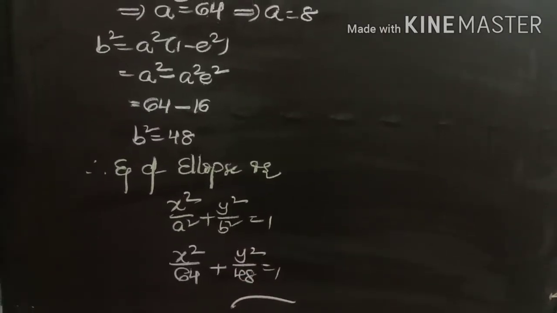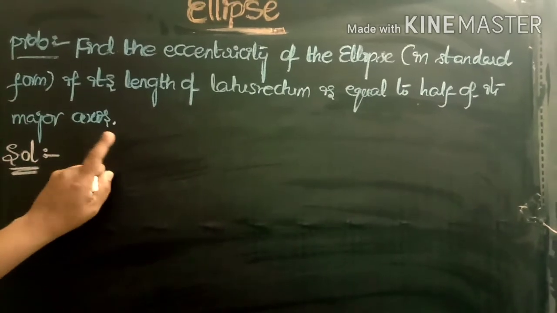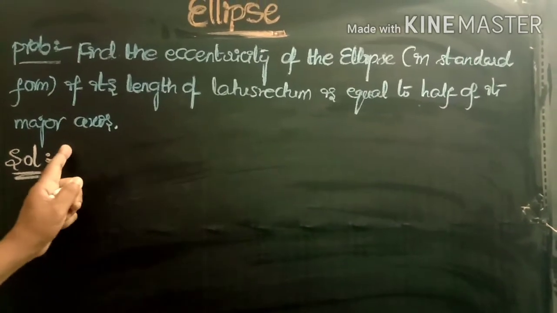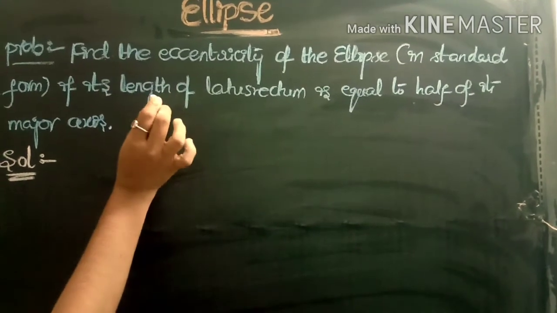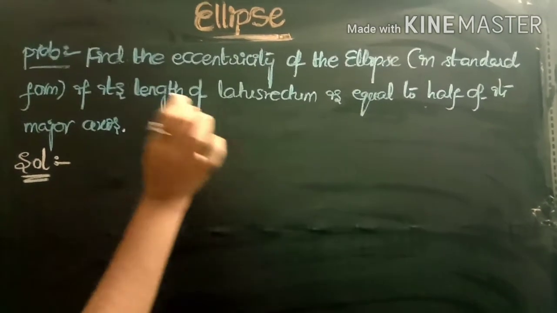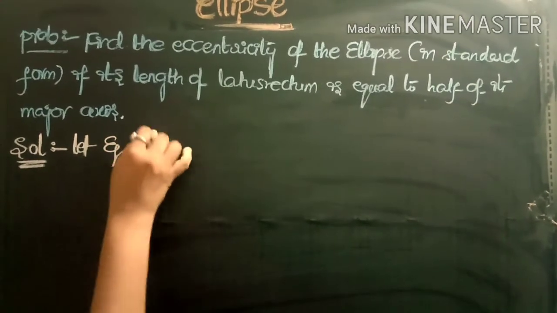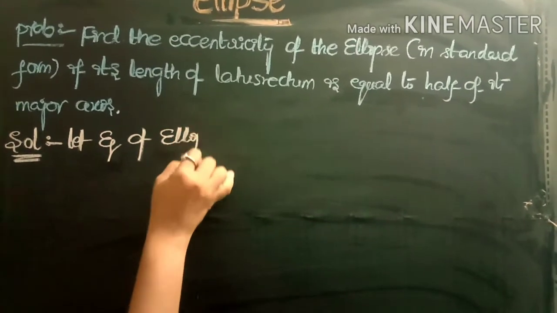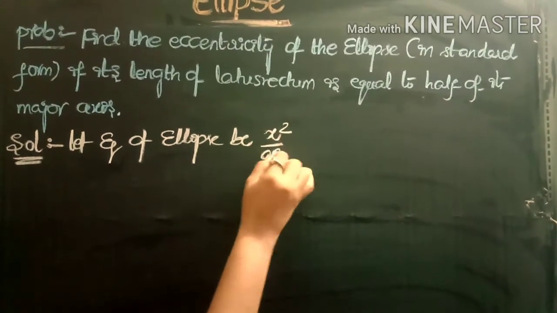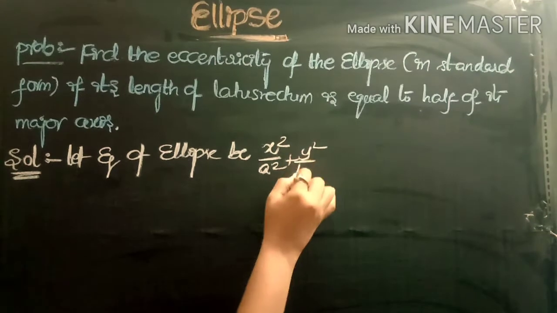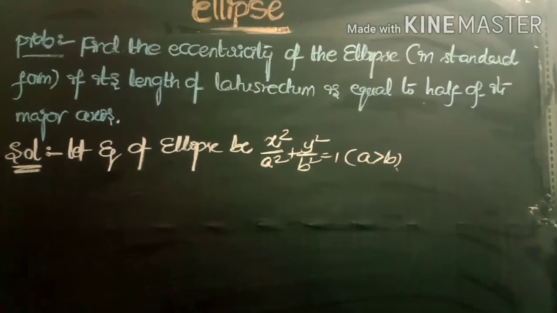That's all. Next problem: find the eccentricity of the ellipse in standard form if the length of its latus rectum is equal to half of its major axis. We want to find the eccentricity value given that the ellipse is in standard form. So first we take the equation of the ellipse, the standard form equation, that is x square by a square plus y square by b square equals 1, where a greater than b, since it is given that it is standard form.